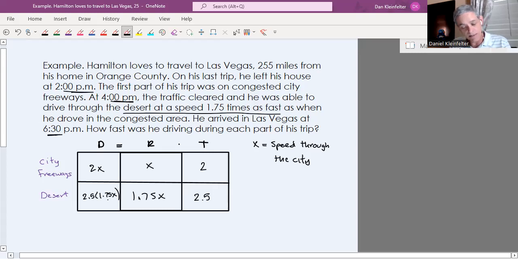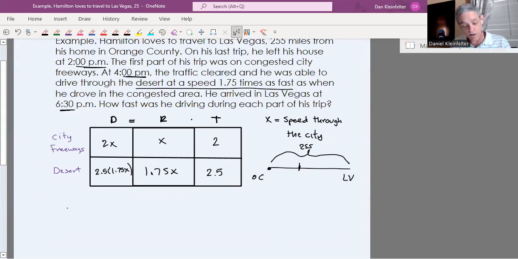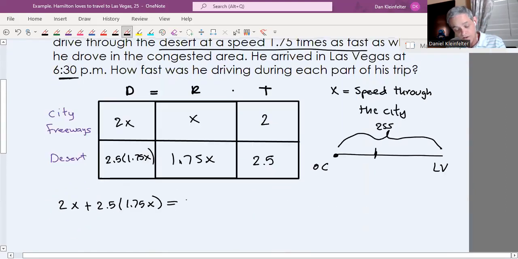Okay, so we filled out our table, and then the distance traveled is going to be from his home in Orange County up to Las Vegas. Part of it was through the city, part of it was through the desert, but either way, it has to total that 255 miles. So the two distances traveled have to add up to and equal the 255 miles. So the city distance plus the desert distance has to equal 255 miles.